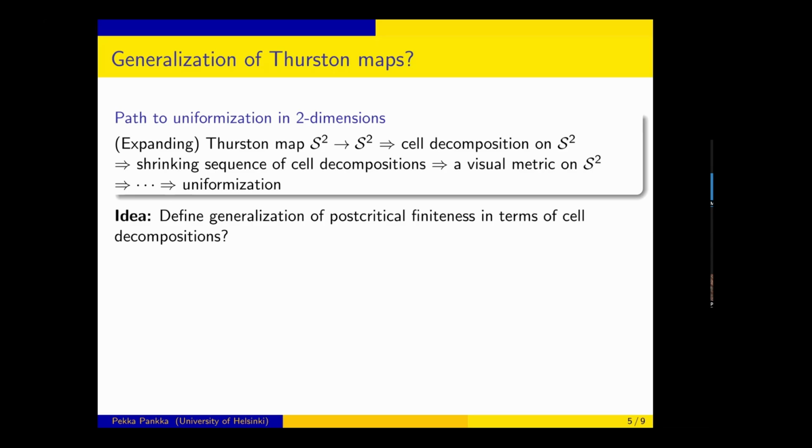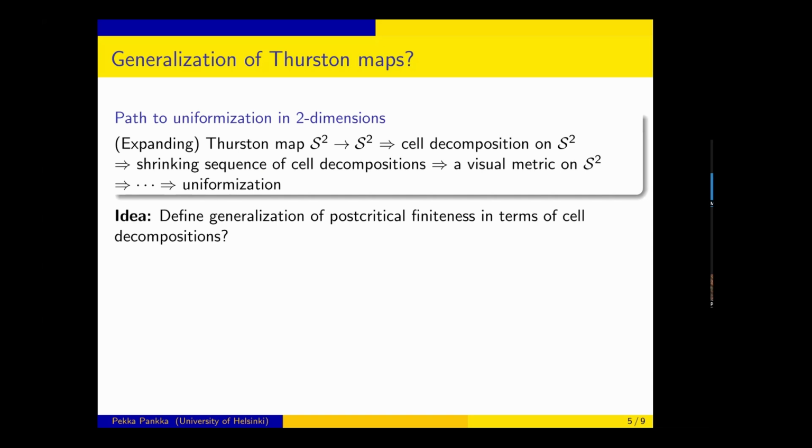So perhaps those who have been involved in proving these theorems covered their eyes because of the very short description of the strategy. But let me just say that if I think about this uniformization theorem in 2 dimensions, so what you can do is that you take this expanding Thurston map.